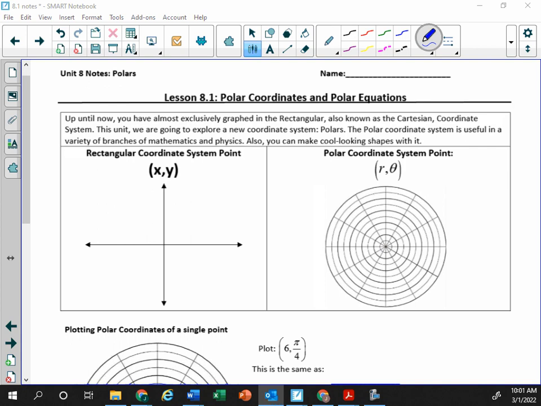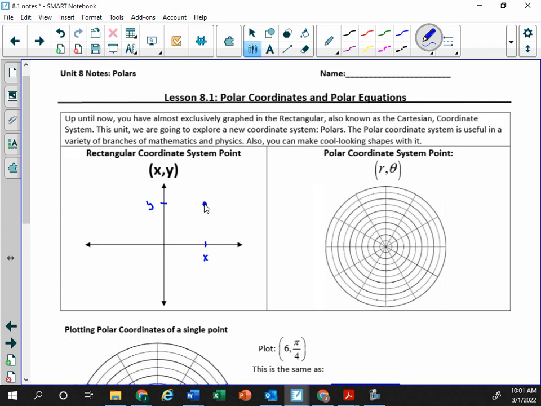So first, you guys are used to plotting an x, y point on the rectangular coordinate grid. You're used to going, okay, this dot is over however many units on the x-axis and up however many units on the y-axis. You've plotted points like that for years. What we're going to do now is start plotting on the polar coordinate system, which is this weird looking circle graph, okay? You have an r and a theta.